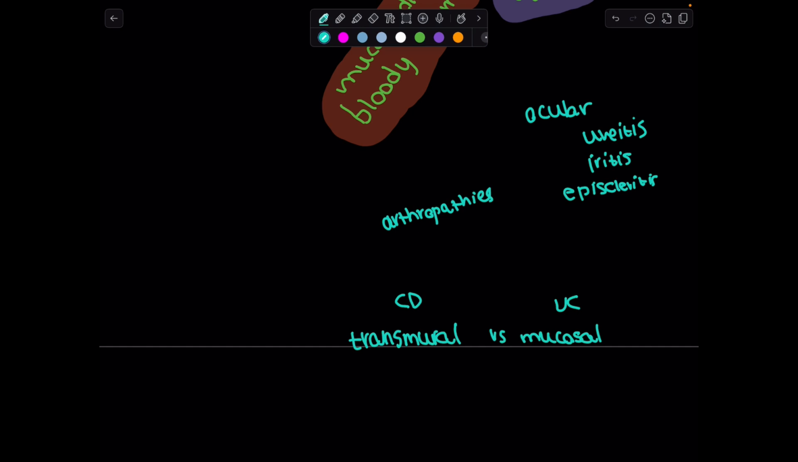Lymph node, N. N0, no lymph node involvement. N1 and 2, cancer in nearby lymph nodes, 1 to 3, or 4 plus. And metastasis, M. M0, no distant spread. M1, cancer in distant organs, liver, lungs.